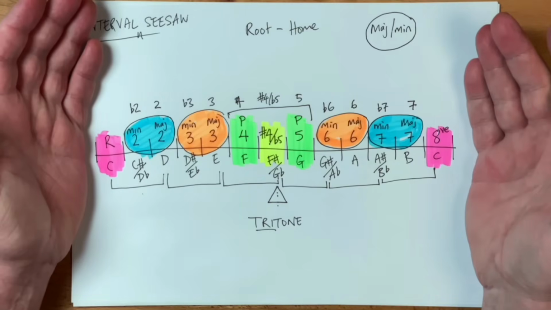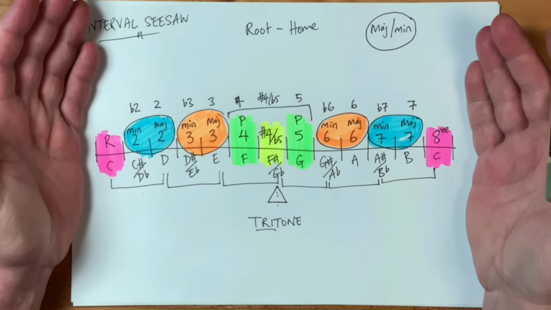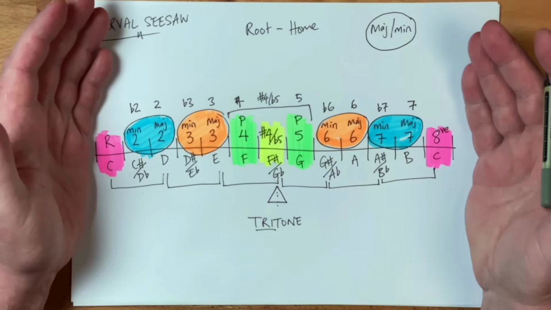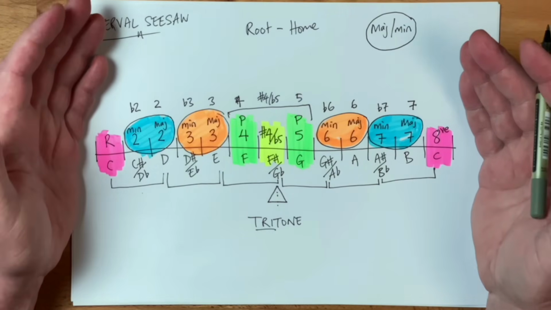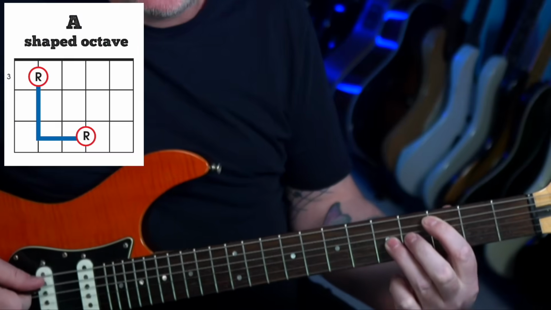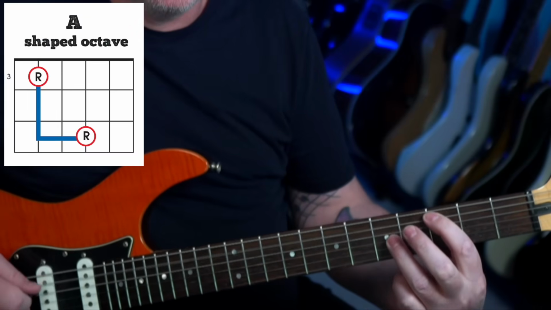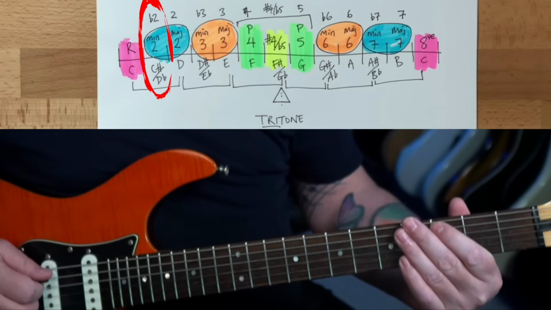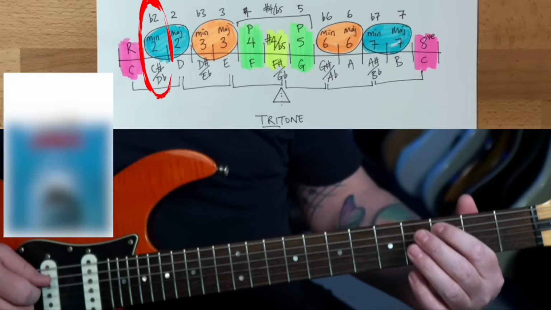Understanding the interval seesaw can help with so many things like inverting intervals, understanding complementary intervals. So let's put this together on guitar. I'm going to be starting on this C note here and using the A-shaped octave to contain them. This is the minor second, and this is the theme you might recognise.